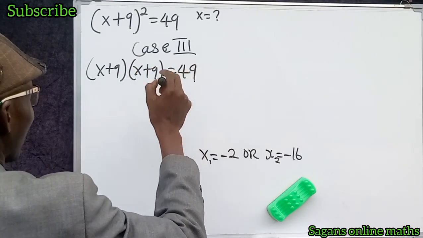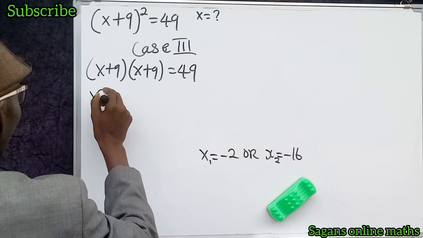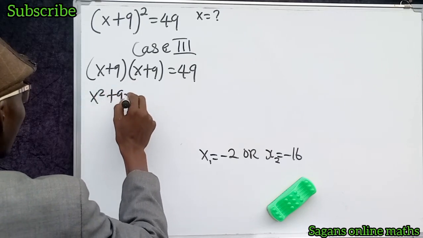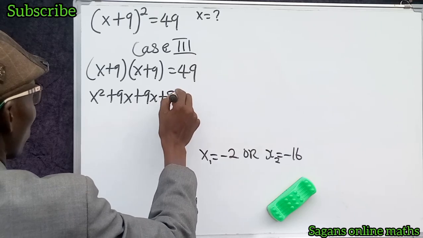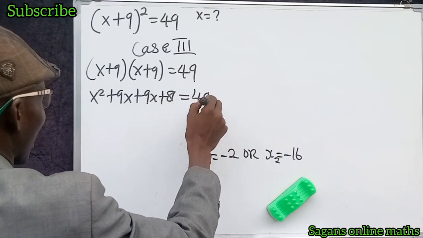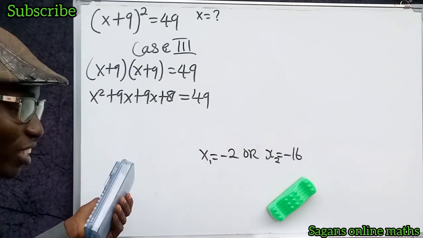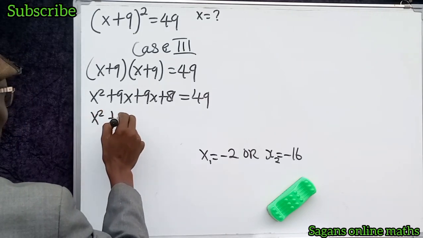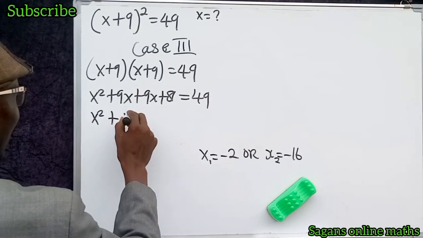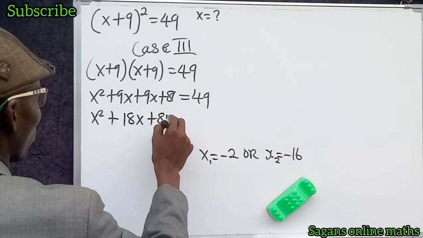49. s times s is s squared. s times 9 is plus 9s. 9 times s is plus 9s. 9 times 9 is 81, equals to 49. Let's collect our like terms. It means that s squared plus 9s plus 9s is 18s, plus 81 equals to 49.